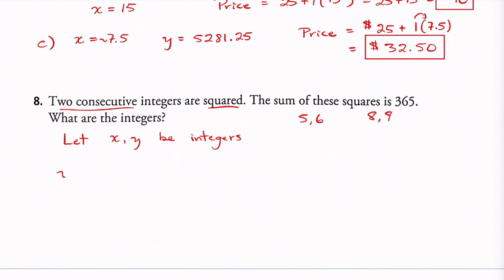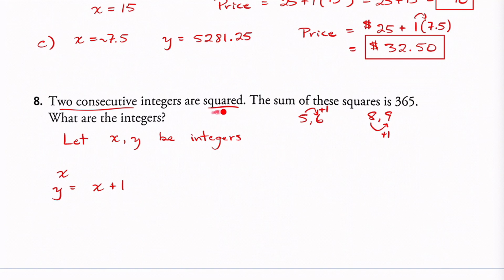So if I have x, that'll be my first number. My y, I know it's got to be, just like these ones, 1 more. To get to the next one, I had to add 1 more. So y is going to be equal to whatever x was, but 1 more than that. Okay, the next piece of information: the sum of these squares is going to be 365.